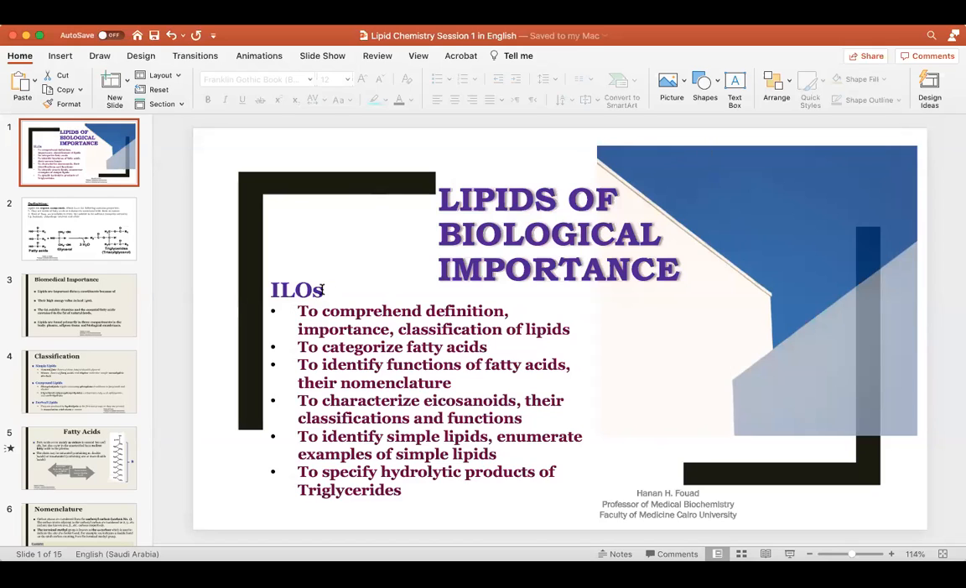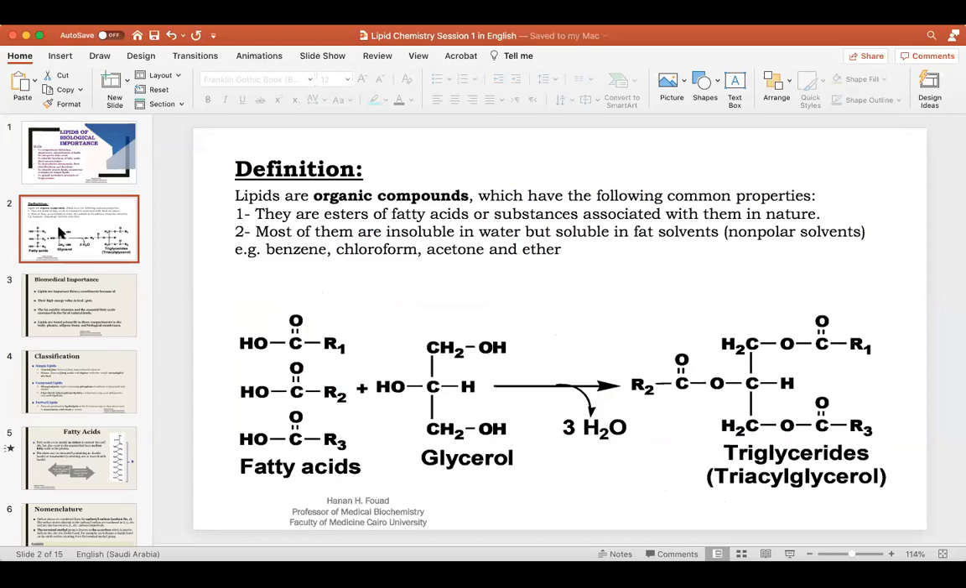ILOs, intended learning objectives. These are the items which we are going to discuss in this lecture. As I said before, you will only be asked from the handouts. You have to study the handout only. The book has extra diagrams to understand the subjects, and more examples. So you need to read the book in order to understand the explanation and discussion for any more details, okay?